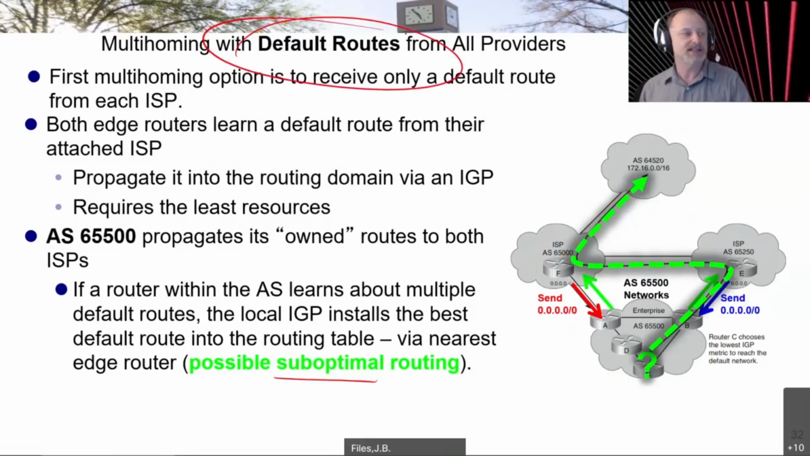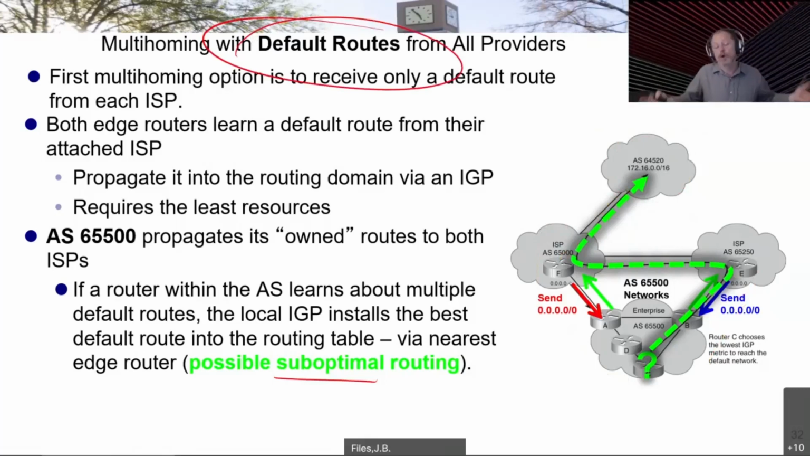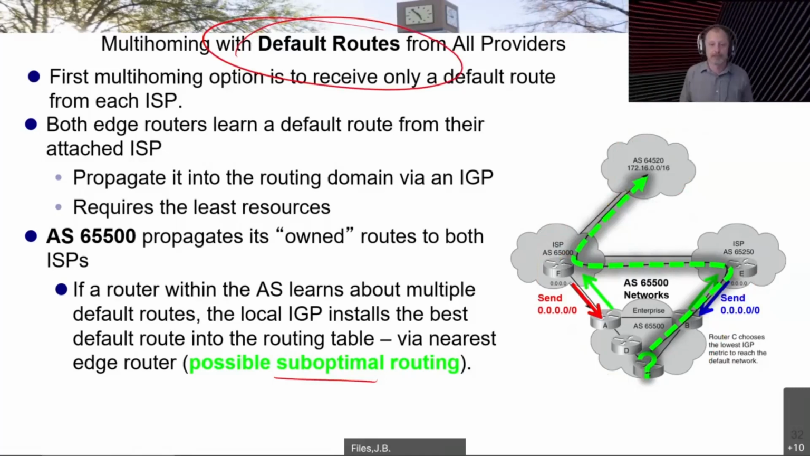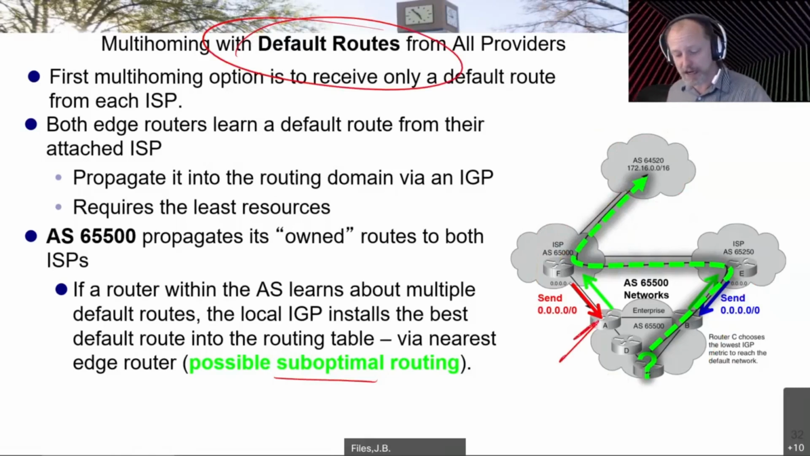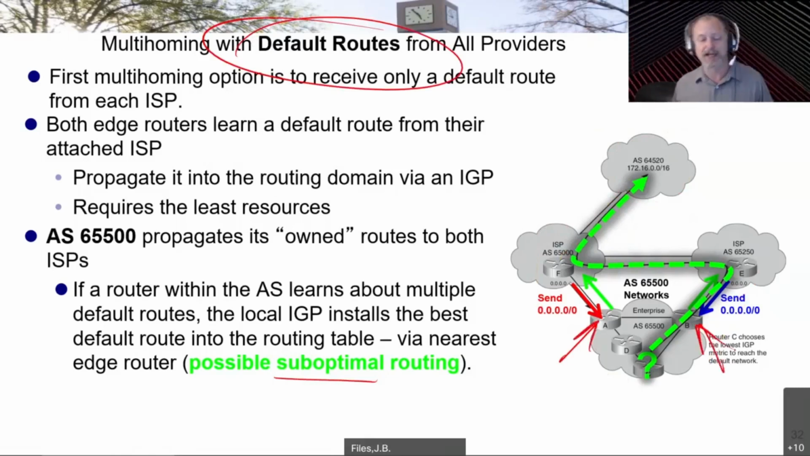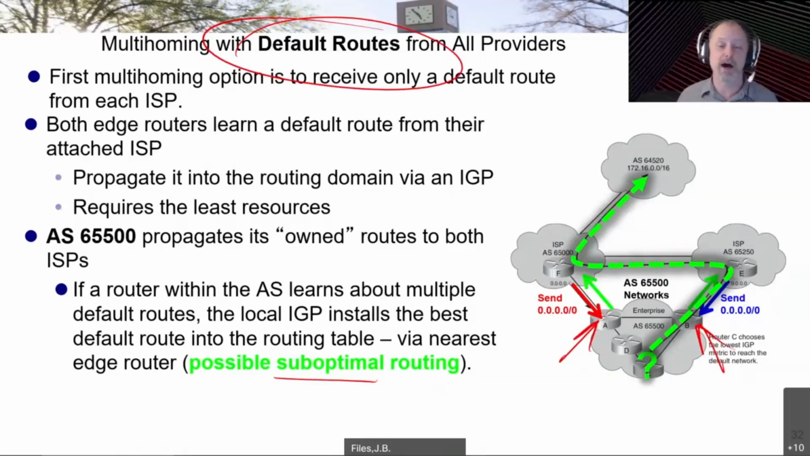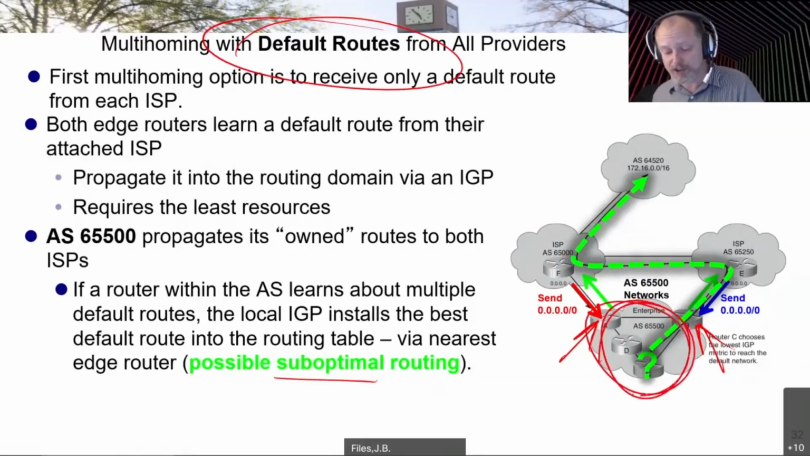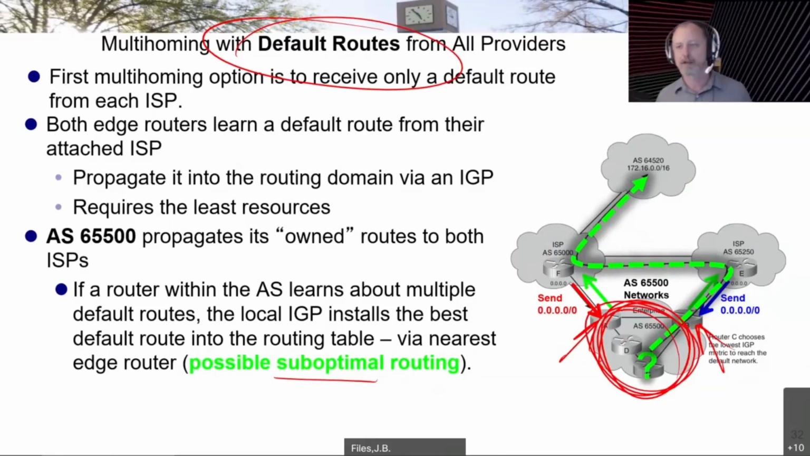But using the default routes option from both service providers basically means we're okay with suboptimal. Okay? And we kind of have to be. Maybe we've got low end routers on our edge, and this is really our only option. Okay, we don't care which one we go out. We just want to make sure that people can reach our web servers that we're hosting. So we have BGP.